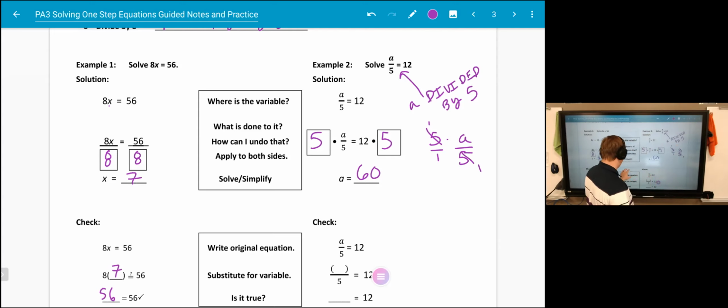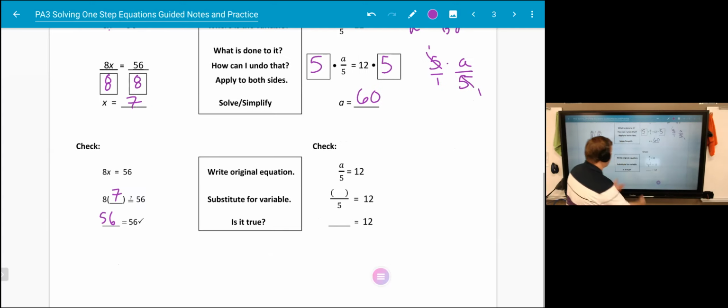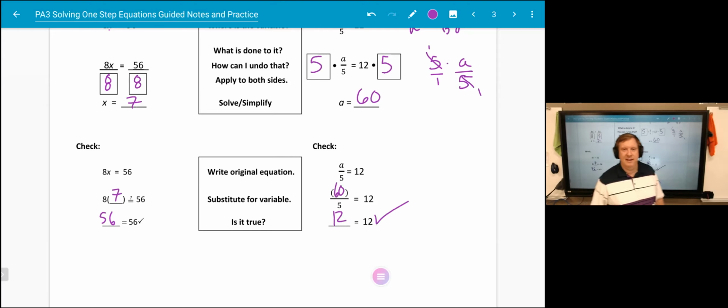There we go. Check. How do we check it? We write the original equation. We substitute for the variable. We said a was 60. And does 60 divided by 5 equal 12? Yes. Yes, it does. That is how we check our work.